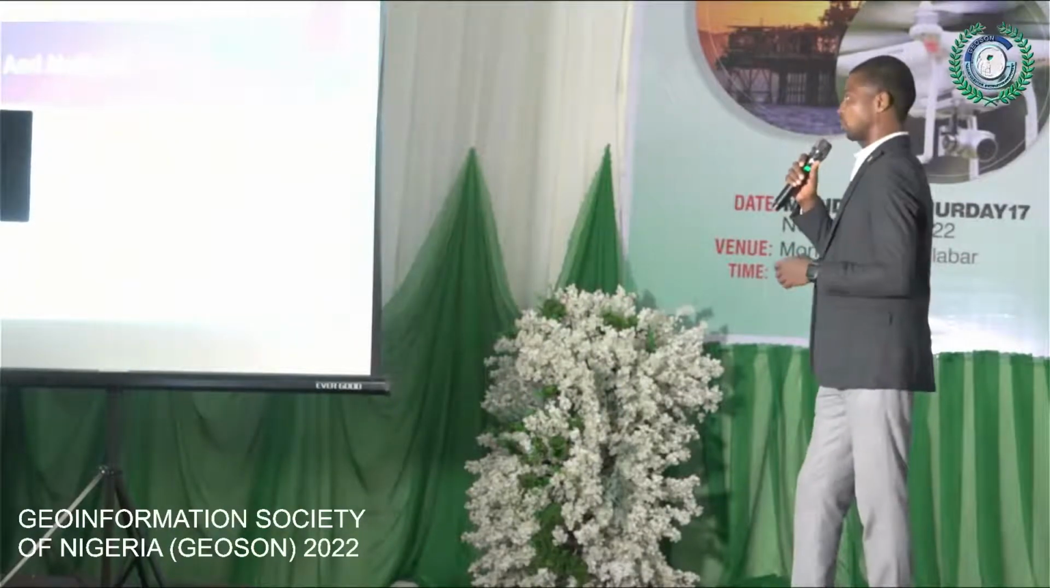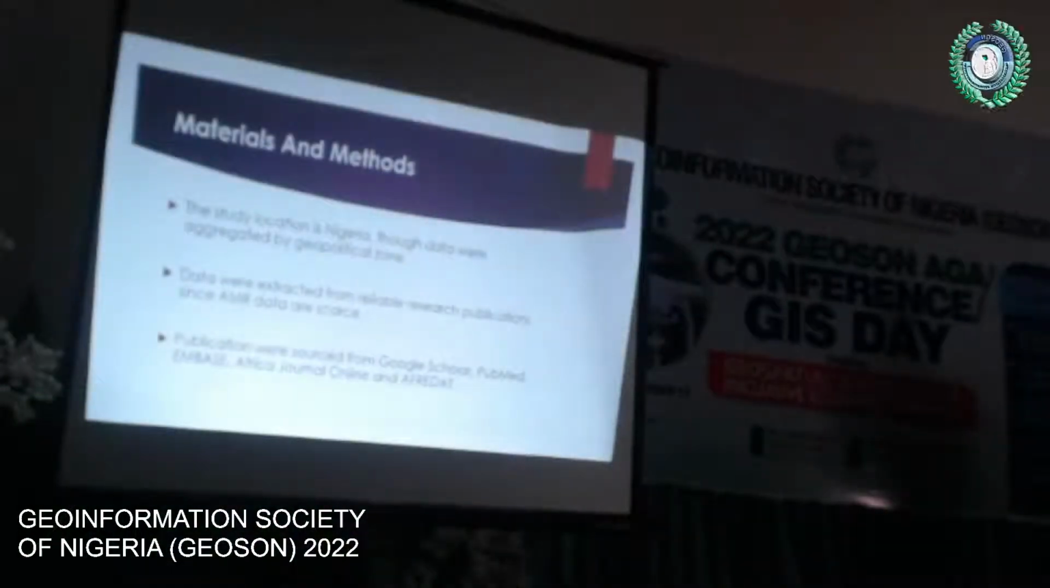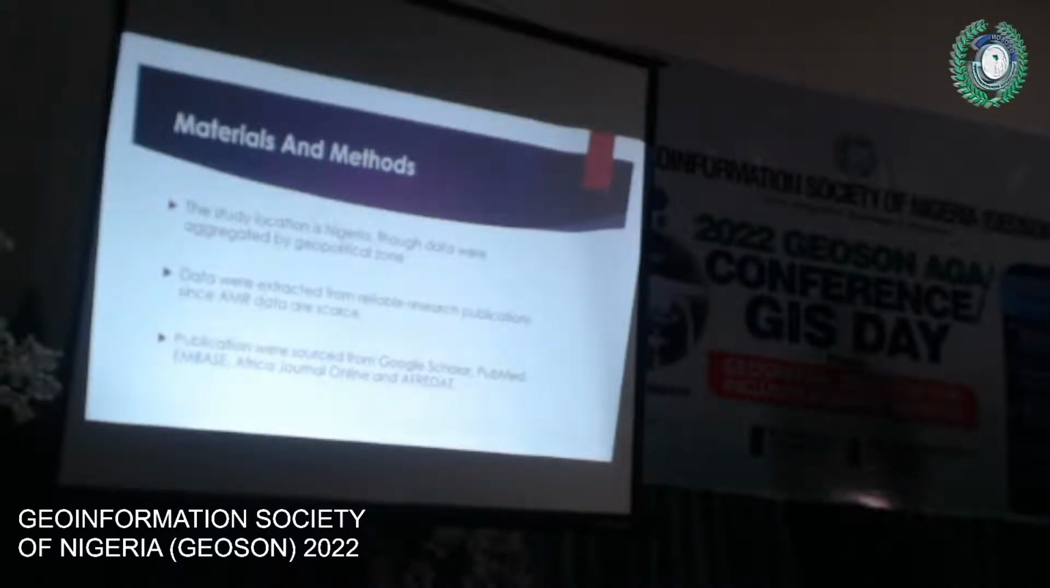So the material and methods: this study is located in Nigeria, as I've already said. Because the depth of data was so scarce, the little we had we aggregated into geopolitical zones. We extracted data from publications, because access to AMR data is not that easy. You need to be in the hospital environment to get such data. We depended on what people have already published, and we sourced publications from Google Scholar, PubMed, Embase, African Journals Online, and the Africa Research Database, AfriDat.